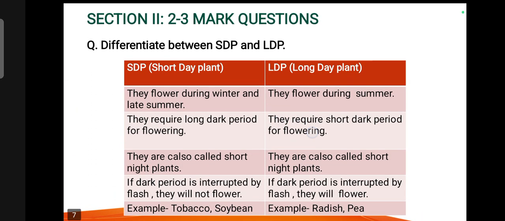Differentiate between SDP and LDP. SDP represents short day plant, LDP, long day plant. SDP flower during winter and late summer; LDP flower during summer only. SDP require a long dark period for flowering; LDP require a short dark period. LDP are also called short night plants.